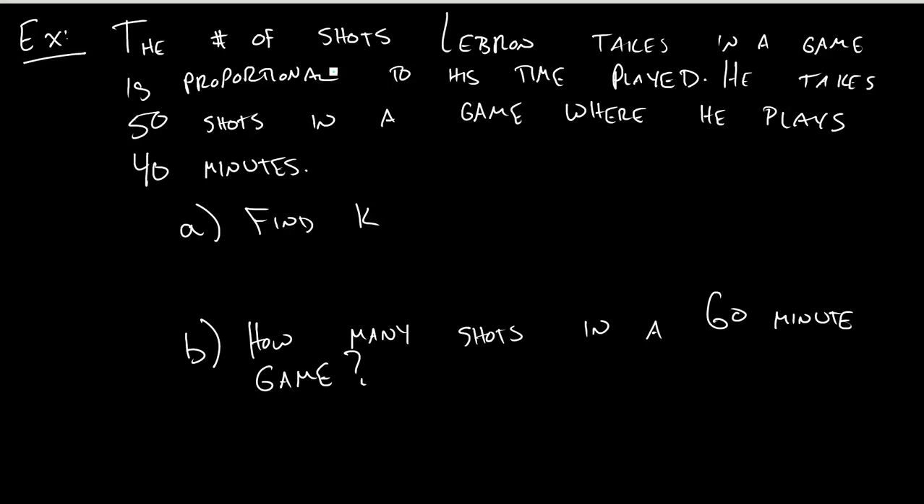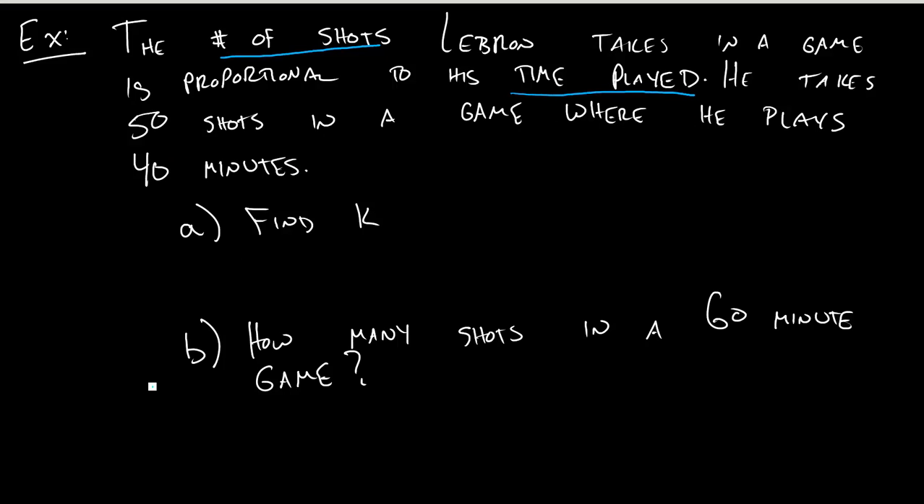So the number of shots that LeBron takes in a basketball game is just proportional to his time played. Alright, so notice the order that these came in. We have number of shots, and we have his time played. So number of shots in this problem is y, time played in this problem is x. And then it's going to tell us that he takes 50 shots in a game where he plays 40 minutes.